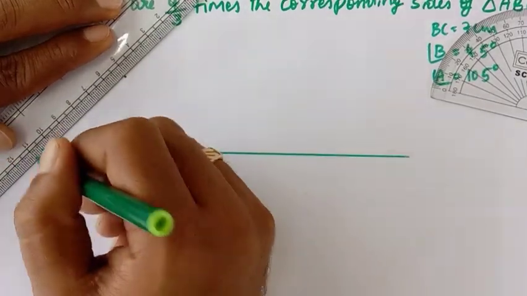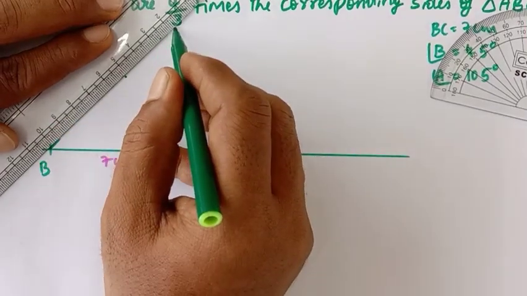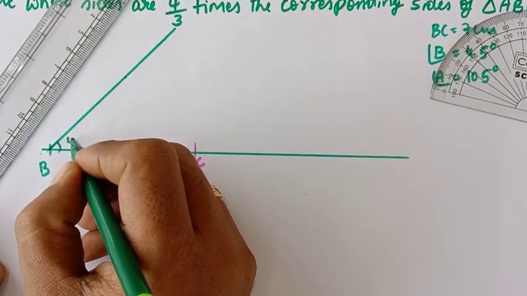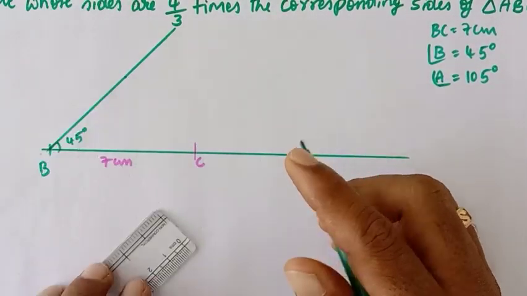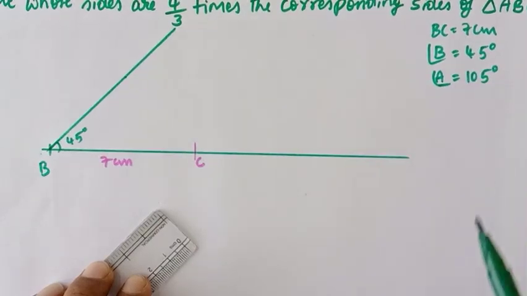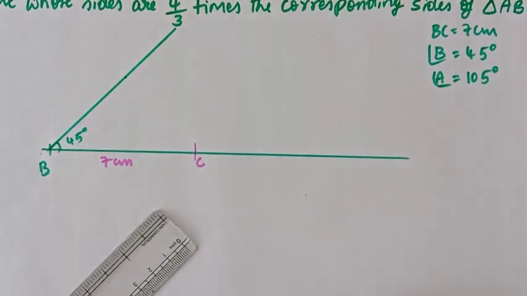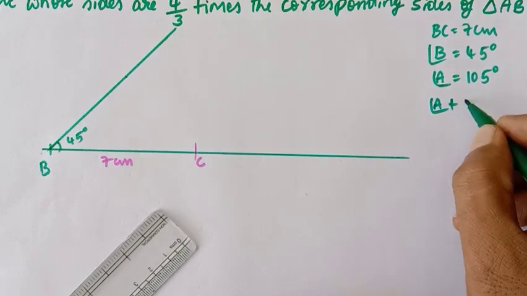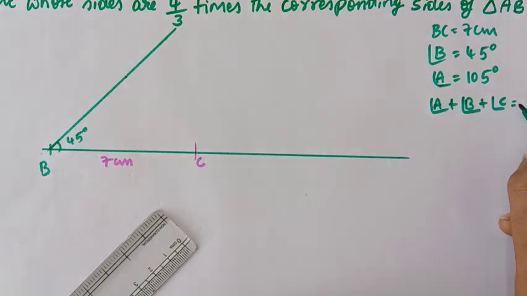As you draw a line from B through this point, this is 45 degrees. And then it is told that BC is 7, but what about this angle? Angle A is 105, so we can't calculate this one directly, but we know that angle A plus angle B plus angle C is equal to 180 degrees.